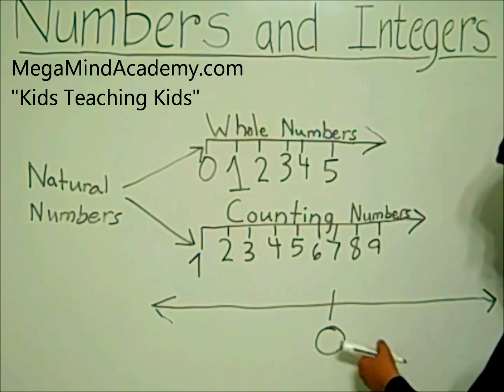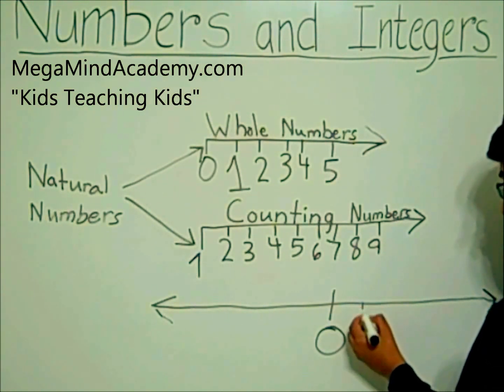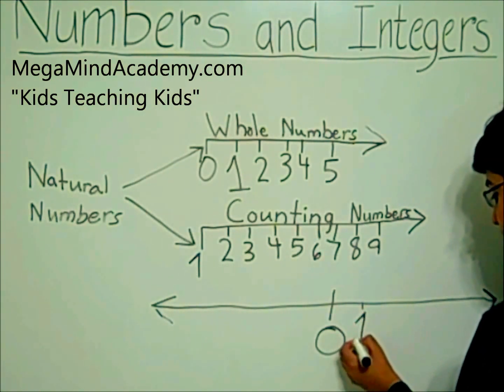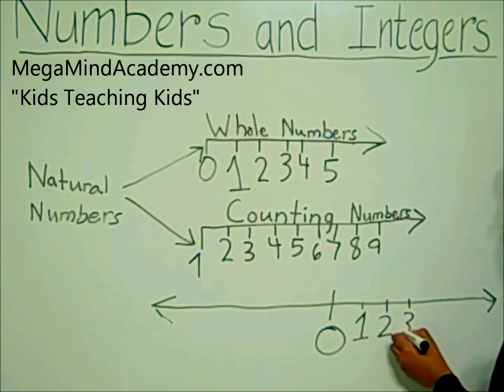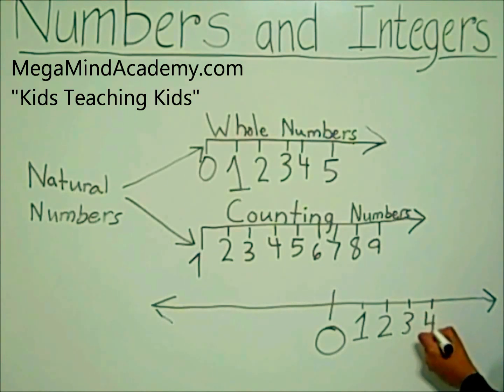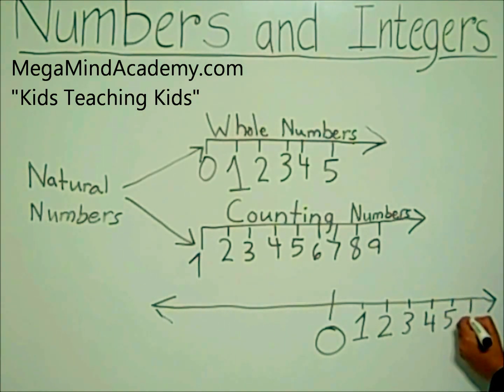So that would be 0, 1, 2, 3, 4, 5, 6, and so on. So it would be 7, 8, 9, 10, 11, and so on.